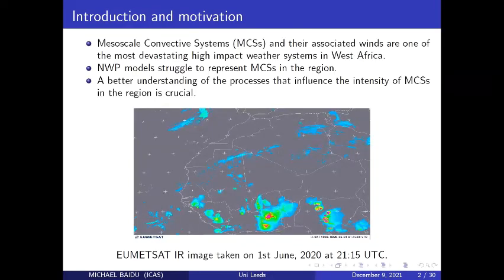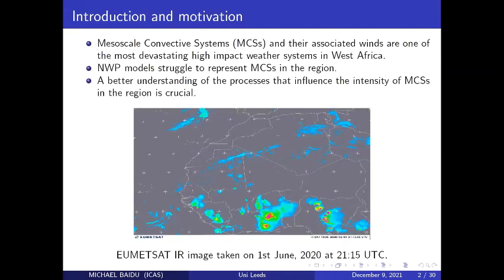when we say mesoscale convective systems, they are the storms that you see here. The image that you see here is a satellite image that was taken on the 1st of June 2020. It indicates some of these convective storms that affected West Africa. These storms are normally associated with very strong winds. And I'm sure that you've been experiencing them: strong winds, thunder, lightning. It's one of the most devastating high impact weather systems in West Africa.